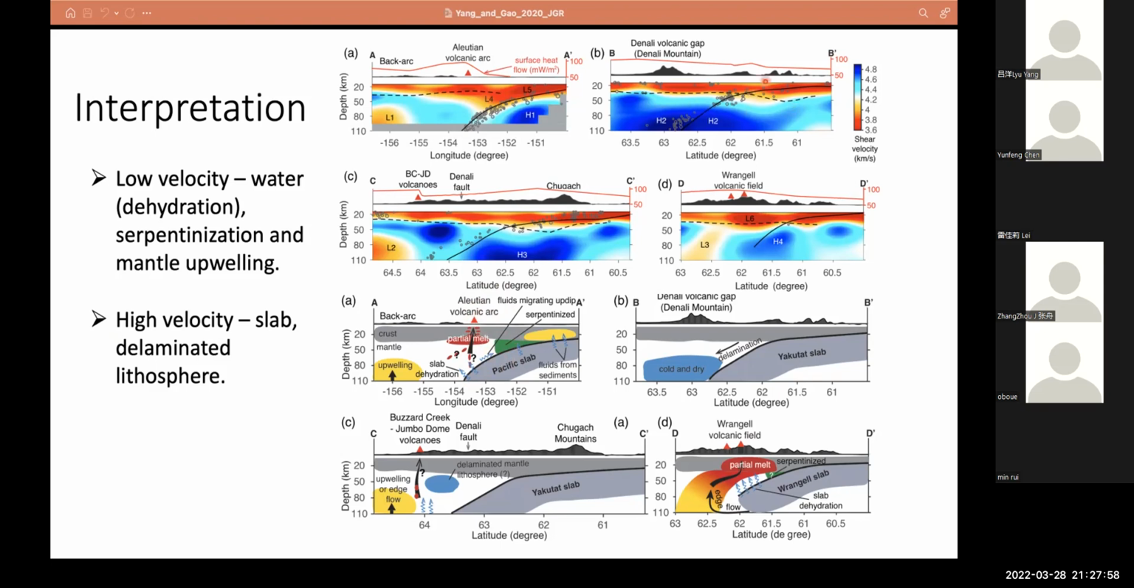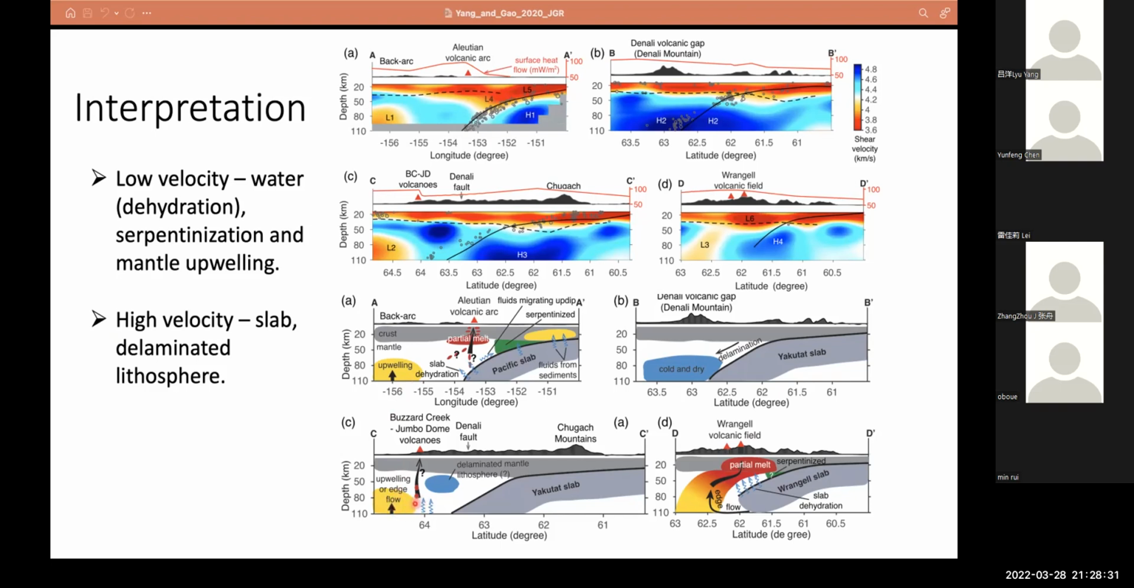I'll skip B prime and come back to it later, and then let's look at CC prime first. CC prime is different from AA prime. As you can see, it has a quite strong high velocity anomaly, and also in the mantle wedge, it doesn't have a distinctive low velocity anomaly as seen on AA prime. So in this case, for the BCGD volcanoes, the magma is mainly coming from the upwelling or edge flow from here.